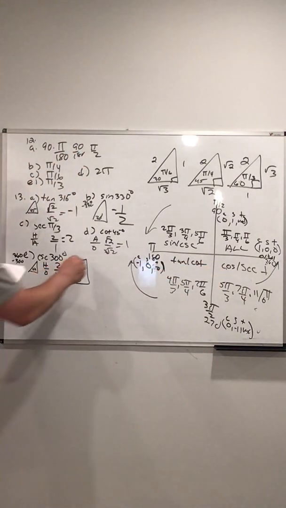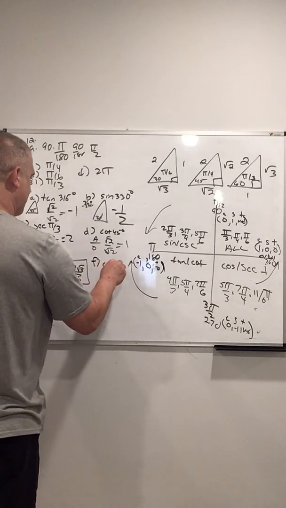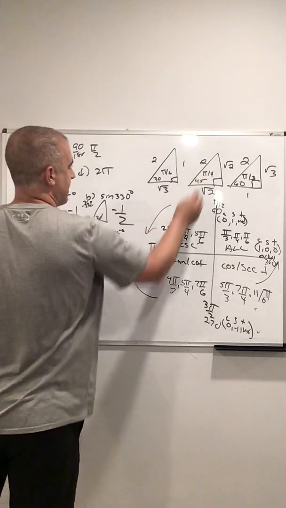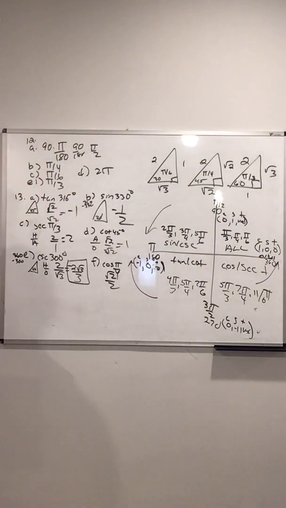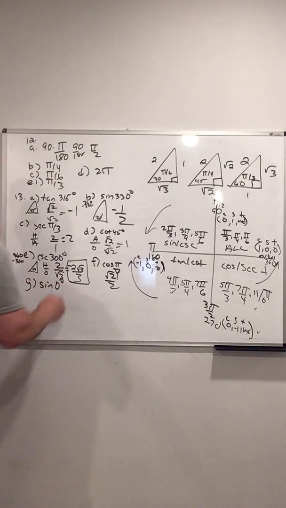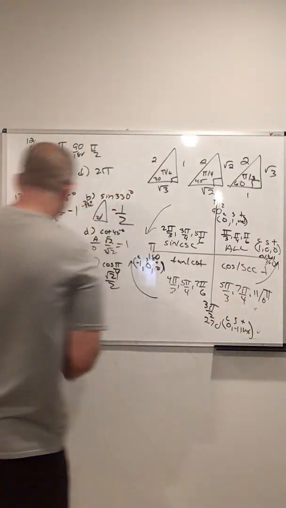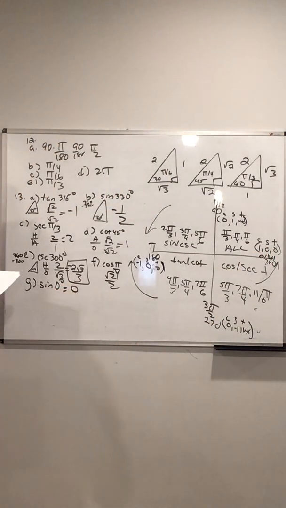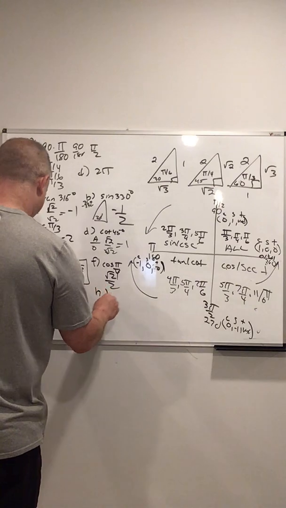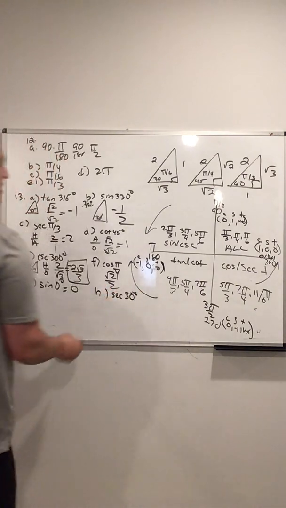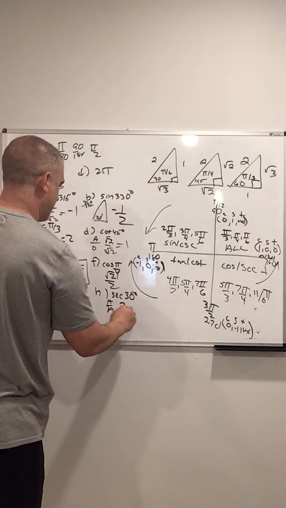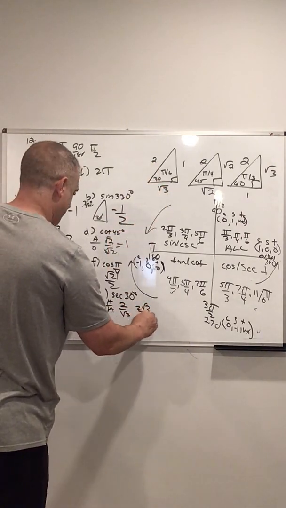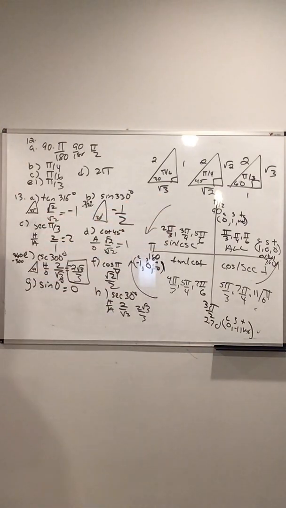Okay. Question F is cosine of pi over 4, which would just be this triangle right here, which would be square root of 2 over 2. It's in the first quadrant, so that is also positive. Okay. Question G, sine of 0 degrees. 0 degrees would be here, sine will be 0. Okay. Question H is secant of 30 degrees. 30 degrees is here, secant's h over a, so that's 2 over the square root of 3, which is 2 square root of 3 over 3. That's in the first quadrant, so it will be positive.